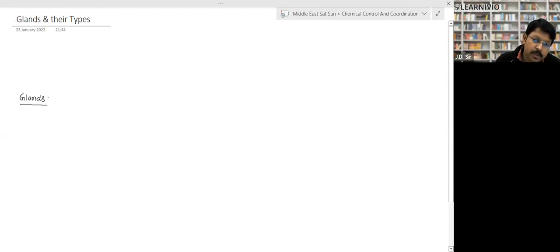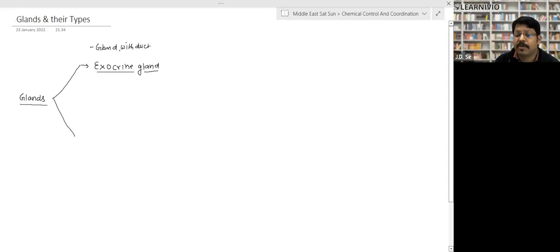So glands are basically of two types. First, they are called exocrine glands. What are exocrine glands? Exocrine glands are basically called glands with duct. Duct means pipe; duct is a Latin term. So these glands have a pipe, right?